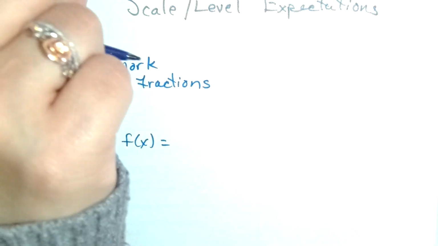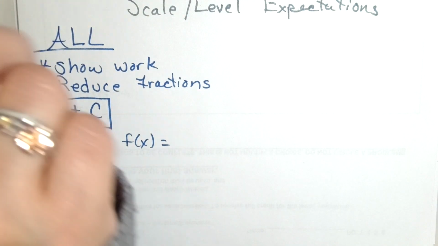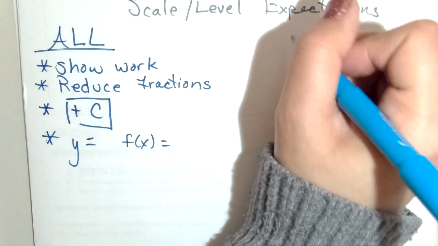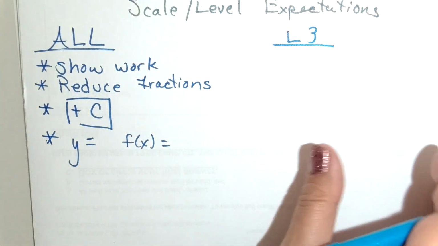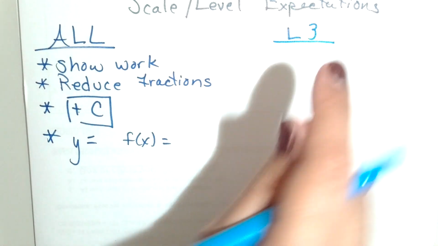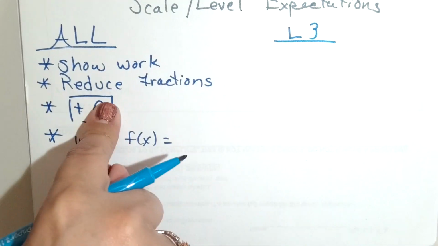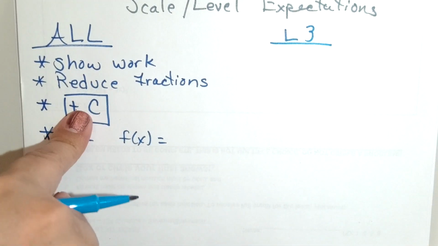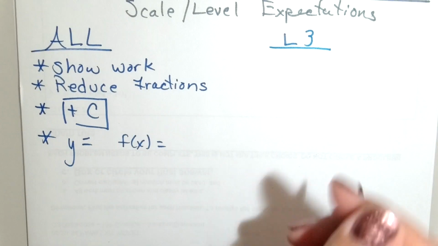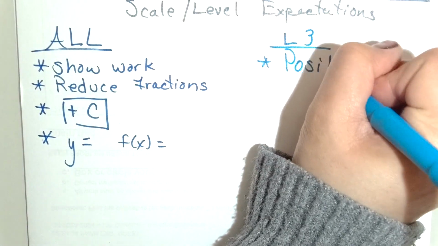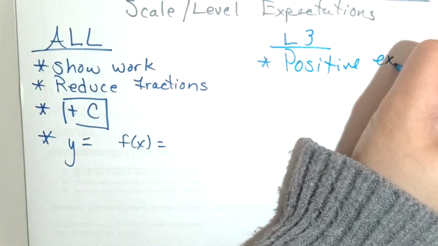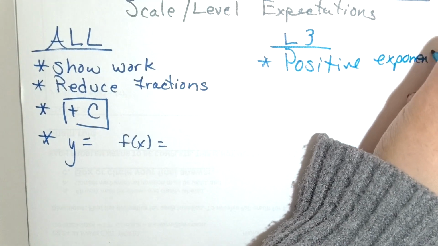Okay, level 3, Naraj, I'll give this to you in a second, okay? Level 3, you'll see in a second what the examples are, but you need to make sure including all of these, so including showing work, reducing fractions, adding the plus c, and creating an equation, that you're making the exponents positive. And you'll see that in the examples in a second.